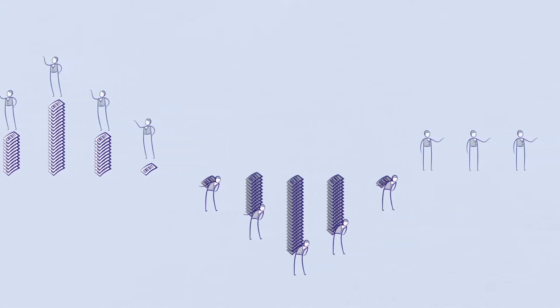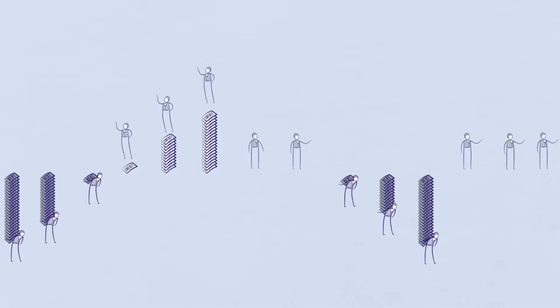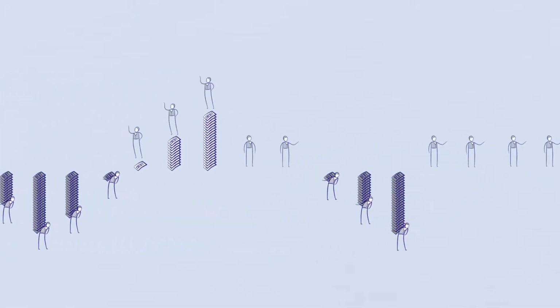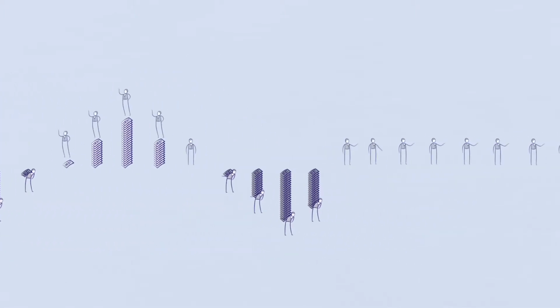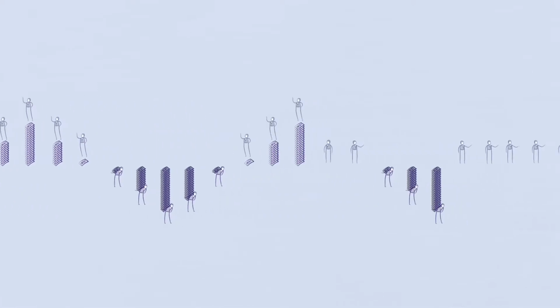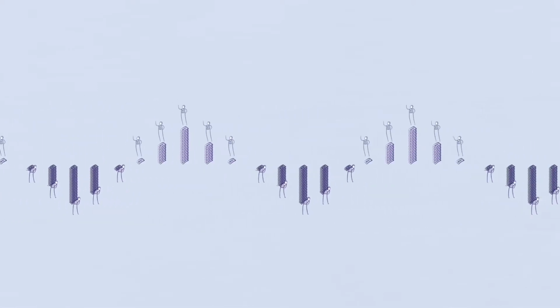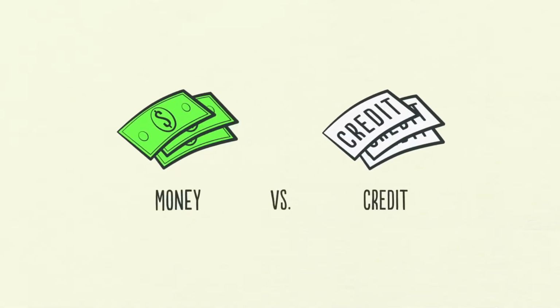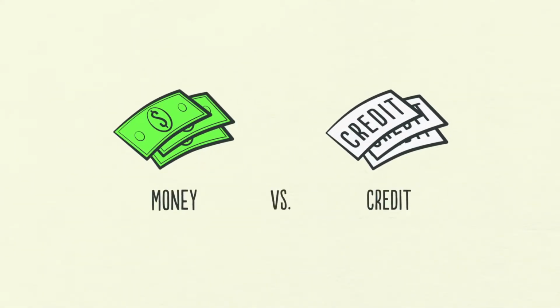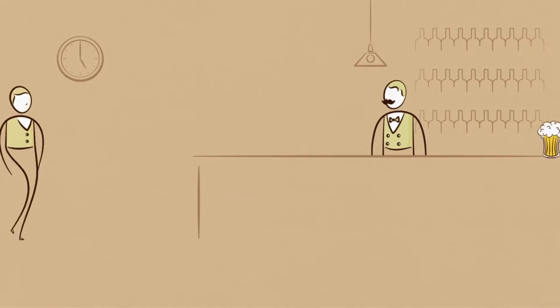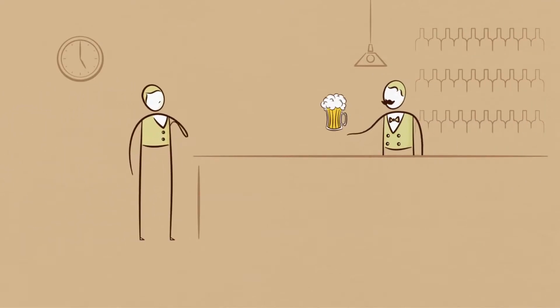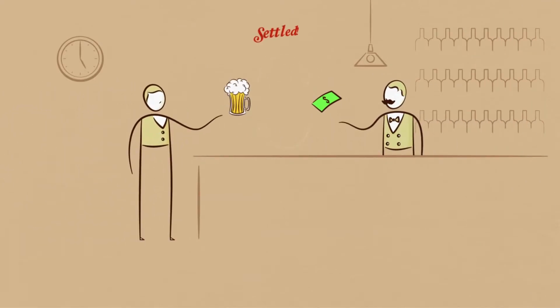This is as true for an individual as it is for the economy. This is why understanding credit is so important, because it sets into motion a mechanical, predictable series of events that will happen in the future. This makes credit different from money. Money is what you settle transactions with. When you buy a beer from a bartender with cash, the transaction is settled immediately.